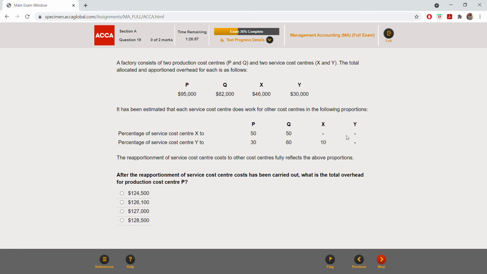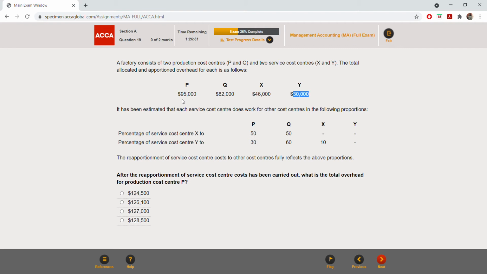Okay, if you see here, it has been eliminated. So first let's eliminate the Y. So they are taking 30%, okay? We are not worried about Q. We are already taking P. So 30% of 30,000. This is for Y. Okay, on that 30,000 we are taking, which is 9,000. Add it with 95,000. Then reapportionment of X.